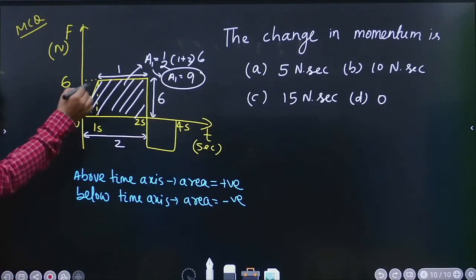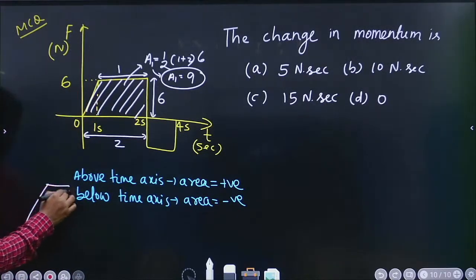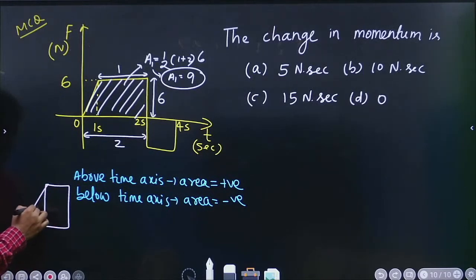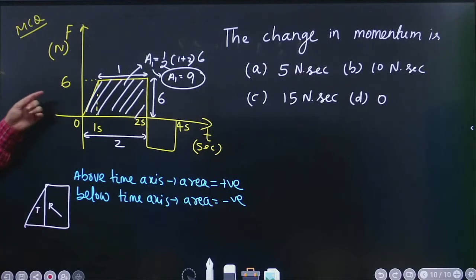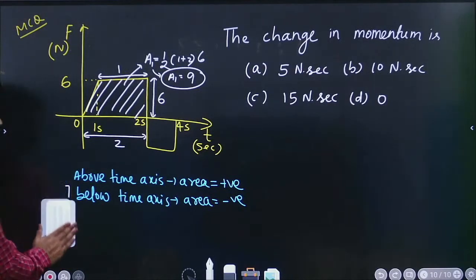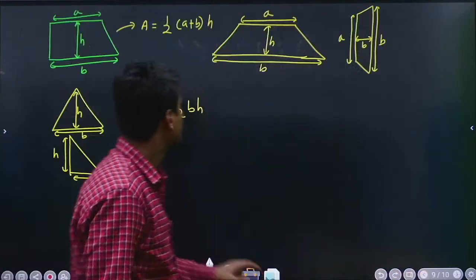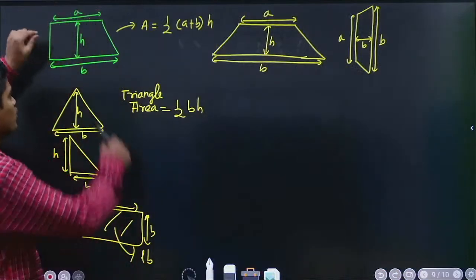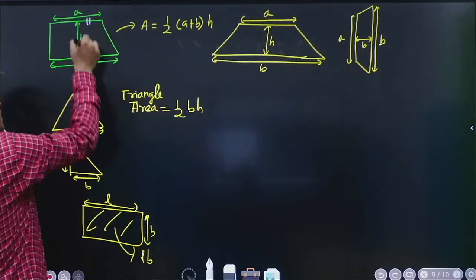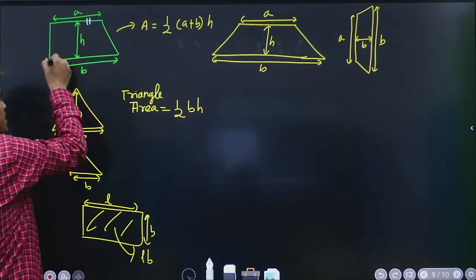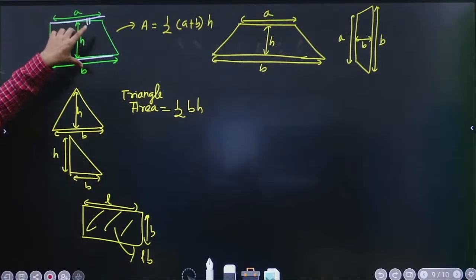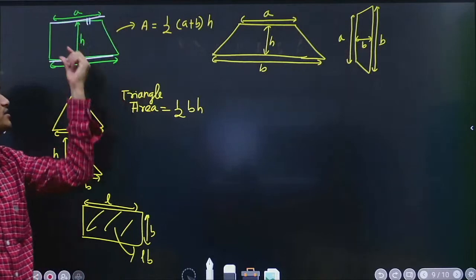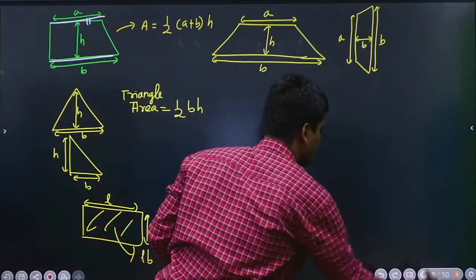Or you can also find this area like this: you can see this is a triangle and this is a rectangle, so you can find triangle area plus rectangle area. But I already told you, this is actually a trapezium. For a trapezium, these two are the parallel sides. Then the area will be half into the sum of parallel sides into height. So that one I am applying here.